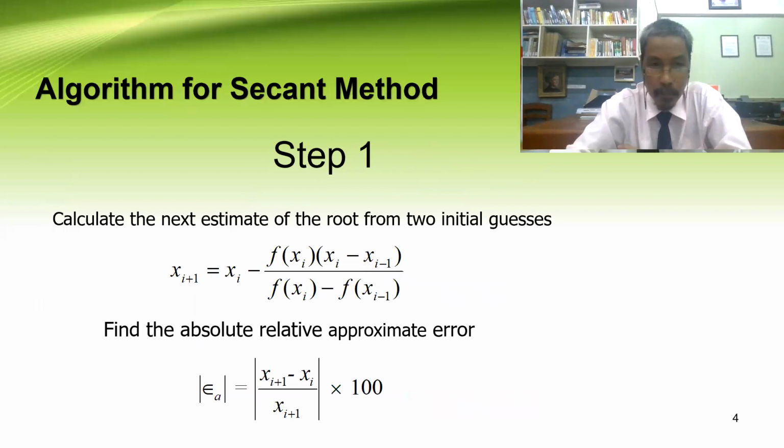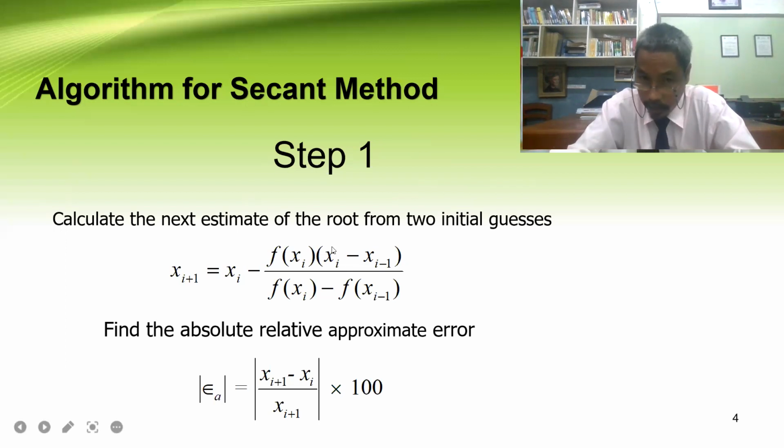How do we implement this? How do we operate this formula, this method, mathematically? So let us have the procedure step by step. Step 1, calculate the next estimate of the root from two initial guesses. What are the two initial guesses? xi minus 1 and xi. Those are the initial guesses, without which we cannot evaluate all of this.